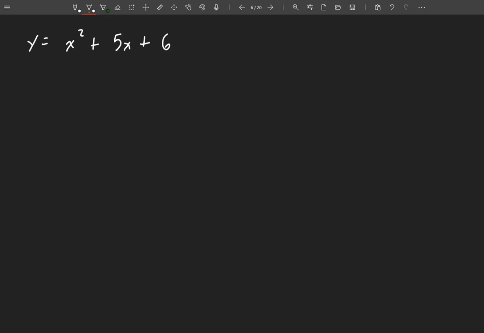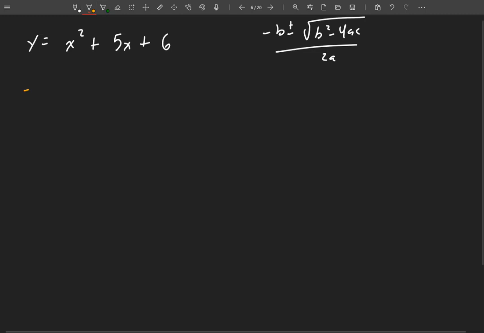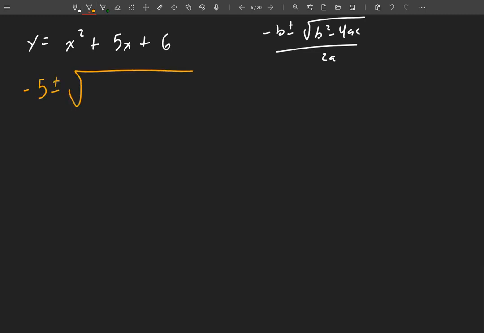All right, here we go. So I have negative b plus or minus the square root of b squared minus 4ac, all over 2a. So b is 5, so I have negative 5 plus or minus the square root of 5 squared, minus 4 times a, which is 1, times c, which is 6, all over 2 times 1, which is just 2.